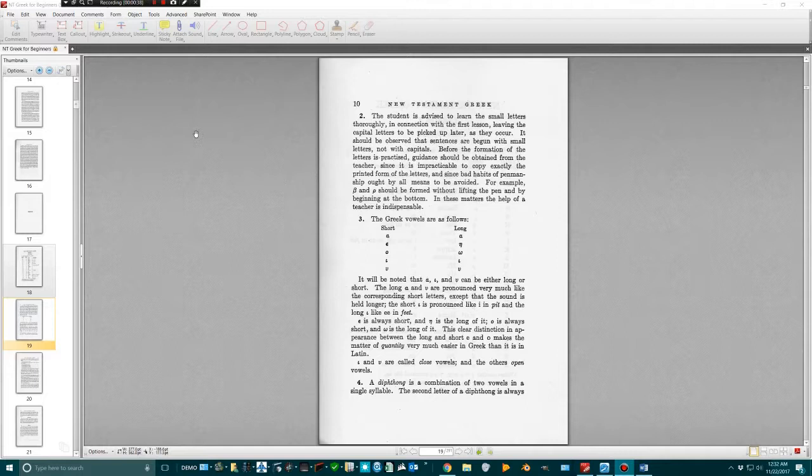Here, Machen advises the student to learn the small letters thoroughly in connection with the first lesson, leaving the capital letters to be picked up later as they occur. It should be observed that sentences are begun with small letters and not with capitals. Before the formation of the letter is practiced, guidance should be obtained from the teacher, since it's impracticable to copy exactly the printed form of the letters.